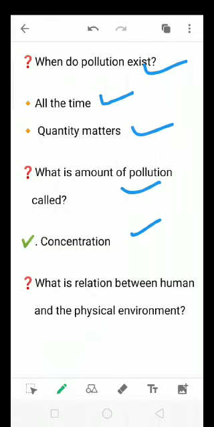So what is the relation between humans and the physical environment? The relationship between humans and the physical environment is very close. Humans utilize the physical environment to meet their needs. As humans develop more technologies and knowledge, the ability to utilize natural resources expands. However, this process has led to the overexploitation of Earth's natural resources, causing damage to the natural environment.